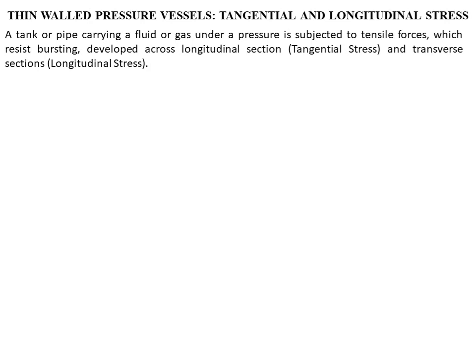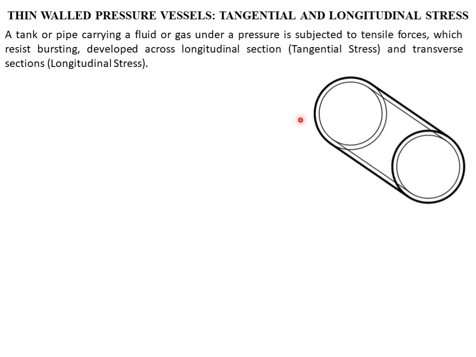Okay, so what is a thin-walled pressure vessel? It is a tank or a pipe carrying a fluid or gas under a pressure, subjected to tensile forces which resist bursting. The stress developed across the longitudinal section is the tangential stress, and the transverse section produces a longitudinal stress. Okay, so let's draw a tank. If this is the tank or a pipe, let's imagine where the bursting point or the failure of this tank is if the pressure inside is too high.